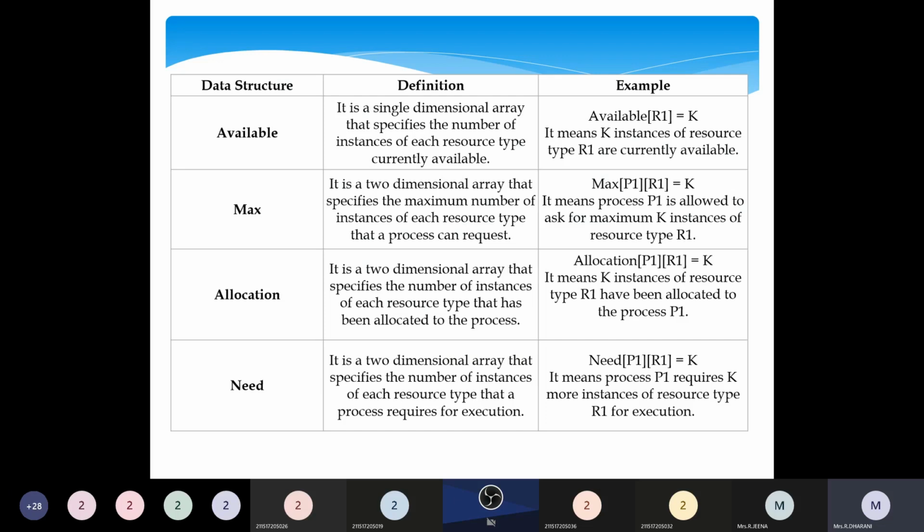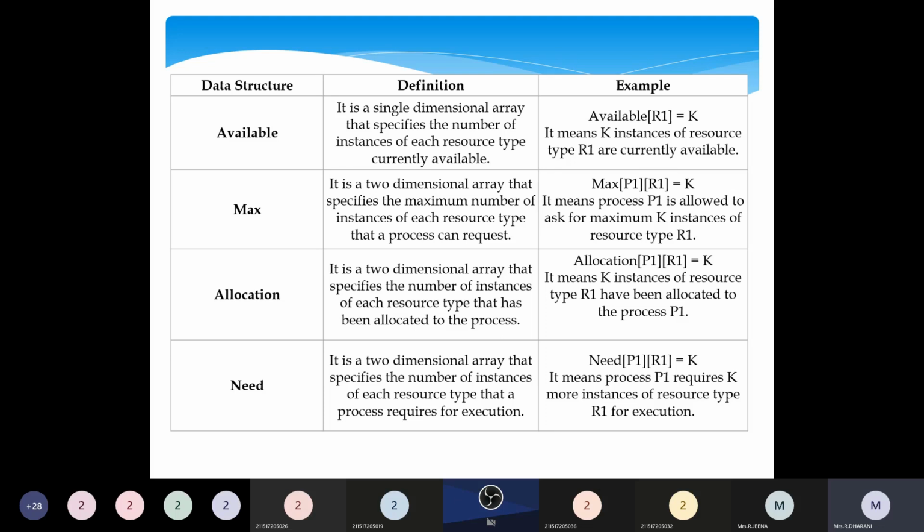First one is available. It is a single dimensional array that specifies the number of instances of each resource type currently available. You can see here Available[R1] = K. K means the instances of the resource type. As we saw in the previous class, we have a tape drive, right? We have many tape drives. So that is called K instances. K instances of resource type R1 are currently available.